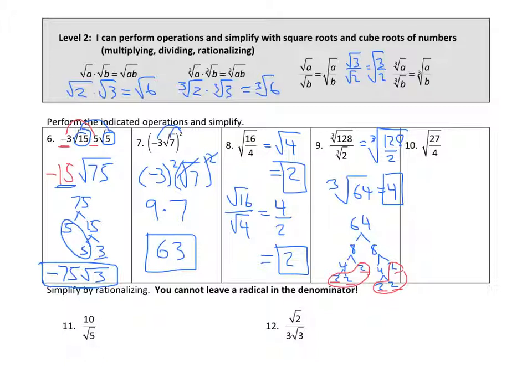Okay, and for our next example, 27 over 4 can't really be simplified, so I'm just going to take the square root of both of these by themselves. I can do the square root of 4. It's a perfect square, so I get the square root of 27 over 2. But then I need to simplify the square root of 27. So I do my factor tree. This is 3 times 9 and 3 times 3. So I have one pair of 3's and one 3 that's going to have to stay in. So I end up with 3 radical 3 on the top over 2.